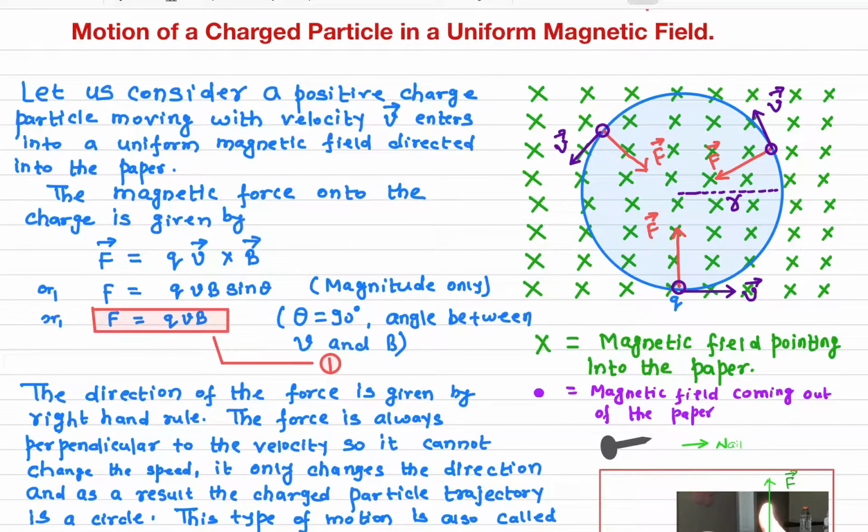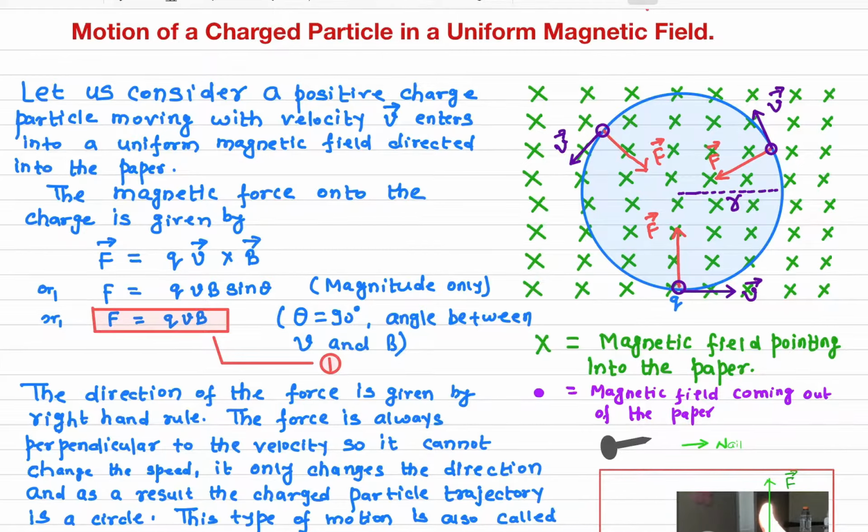This is also called a trapped state. I'm calling it a trapped state because the charged particle will forever be trapped in the magnetic field. It will always keep moving in a circular orbit. Once it enters a region of magnetic field, that's it. Forever it will keep moving in the circular path. So this is for the circular orbit.